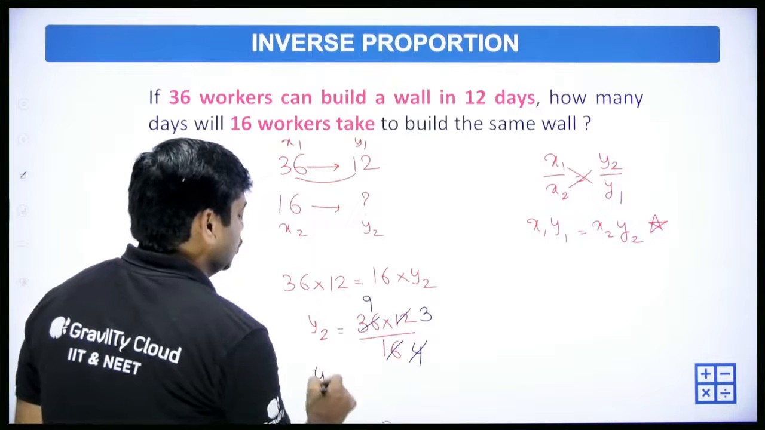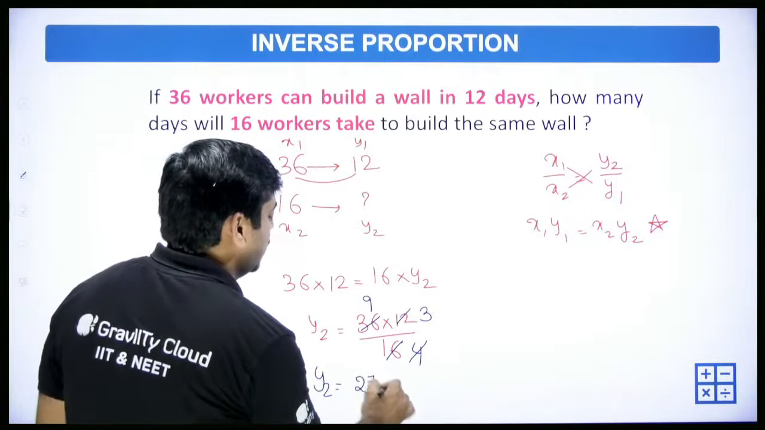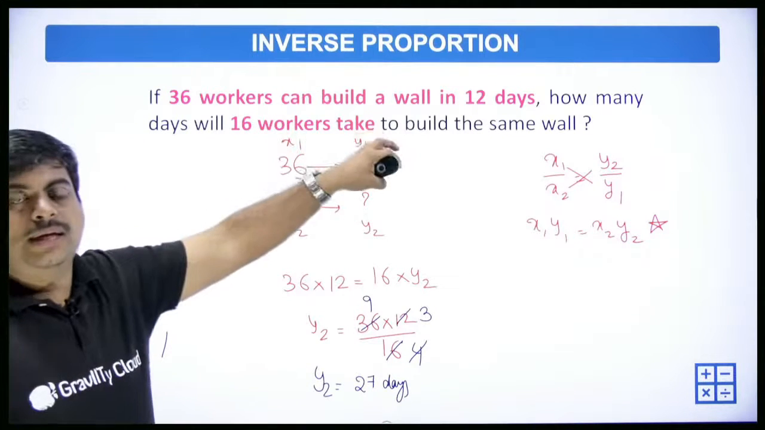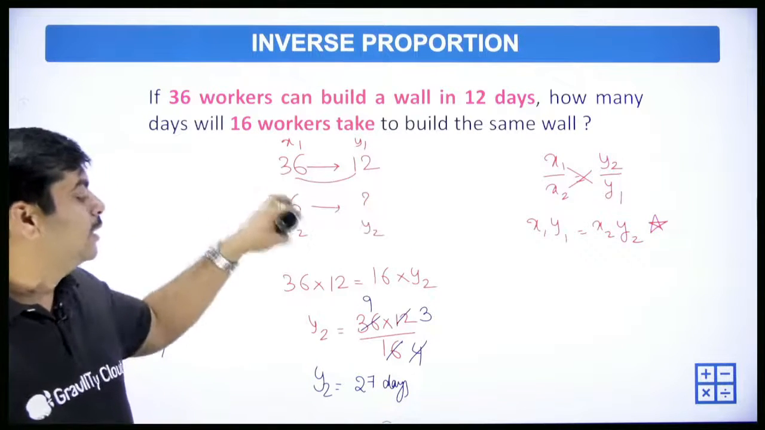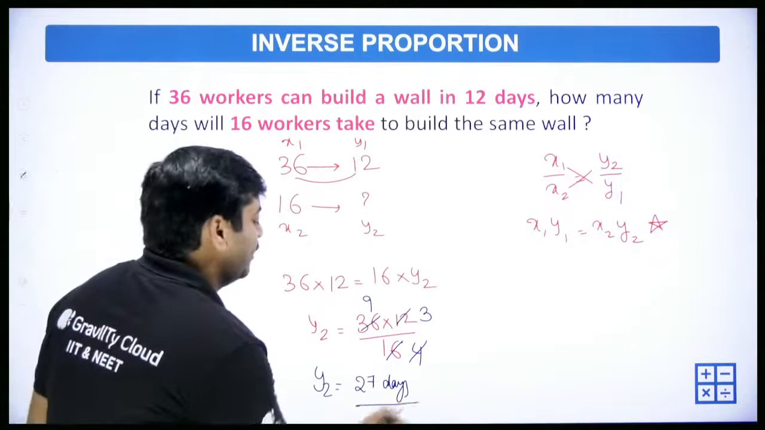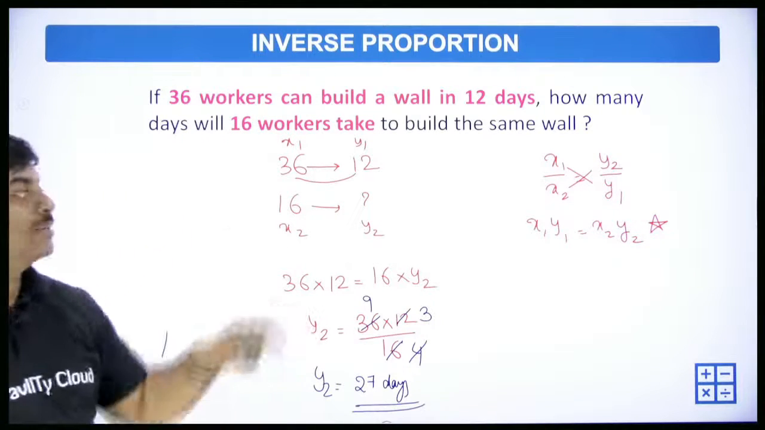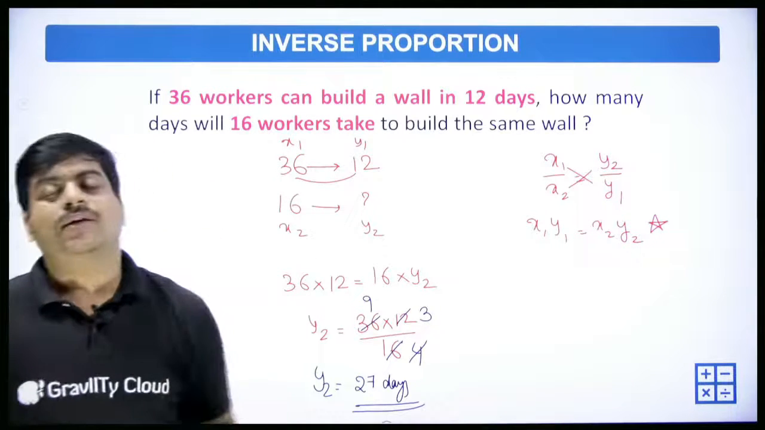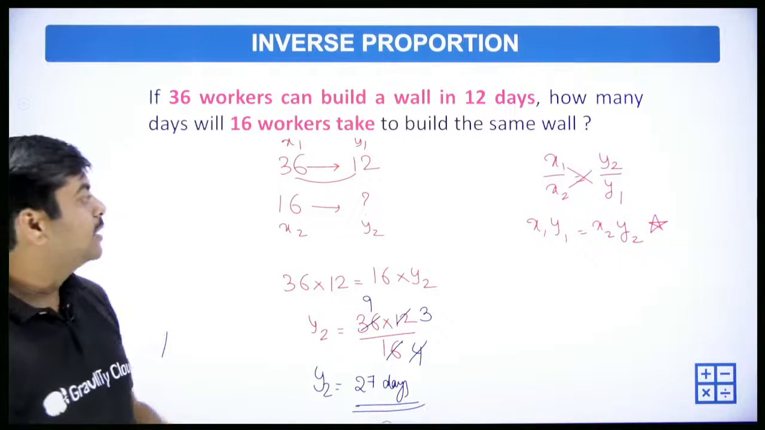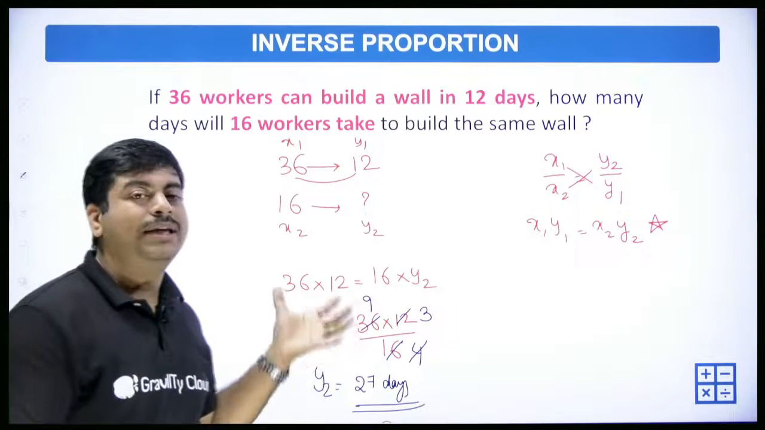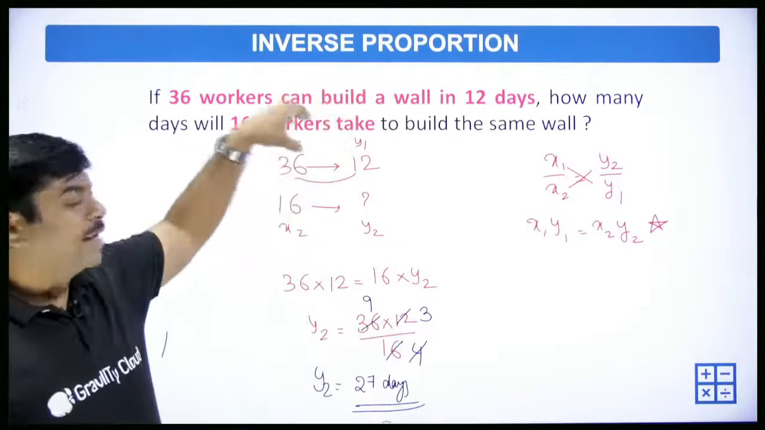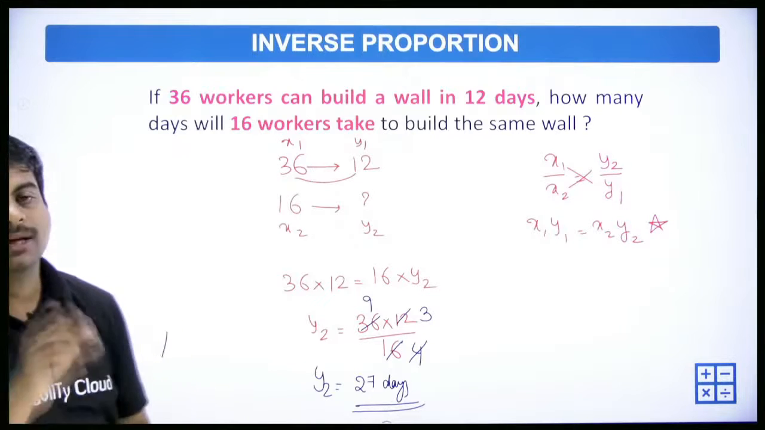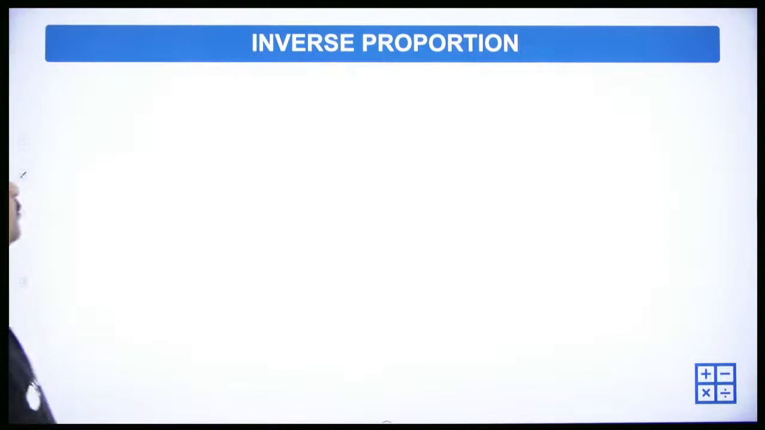So 9 into 3 is y2. 9 into 3 is 27 days. So if we have 36 workers, we can complete in 12 days. But we have 16 workers, they take 27 days to complete the same work that has been done here in 12 days. Why? Because the workers are very less. Even though you have 16 workers, you're taking 27 days, whereas here, if you're having 36 workers, you can complete that work in 12 days. Right? So let's move forward for the next one.